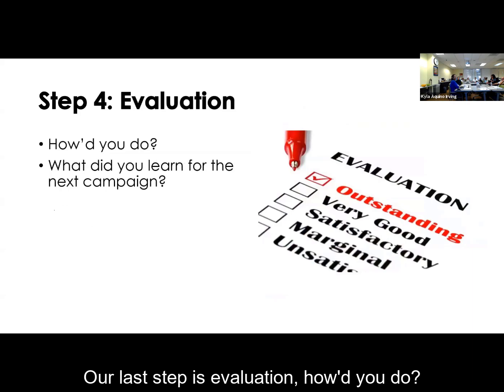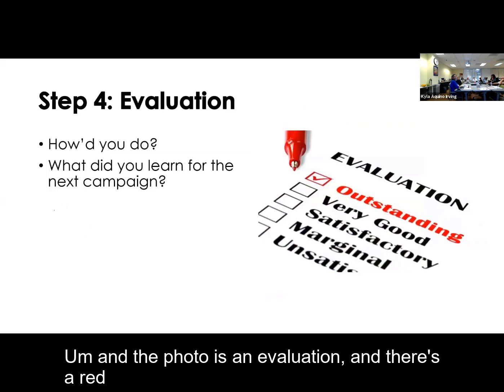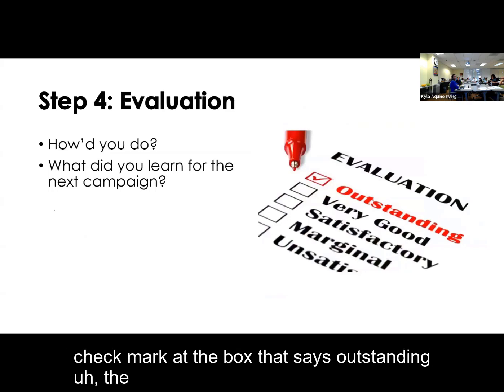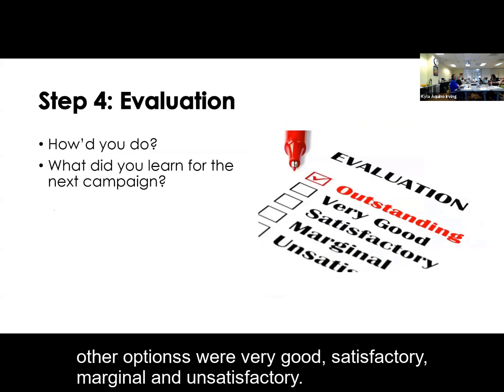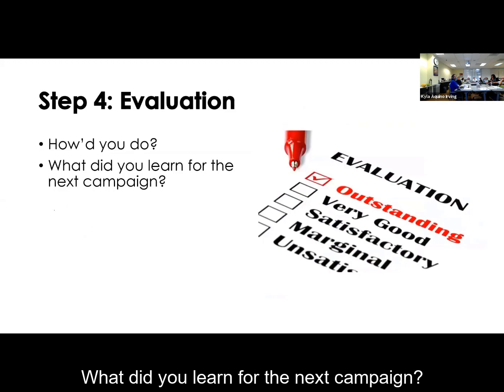Our last step is evaluation. How'd you do? And the photo is an evaluation. And there's a red check mark at the box that says outstanding. The other options were very good, satisfactory, marginal, and unsatisfactory. What did you learn for the next campaign?